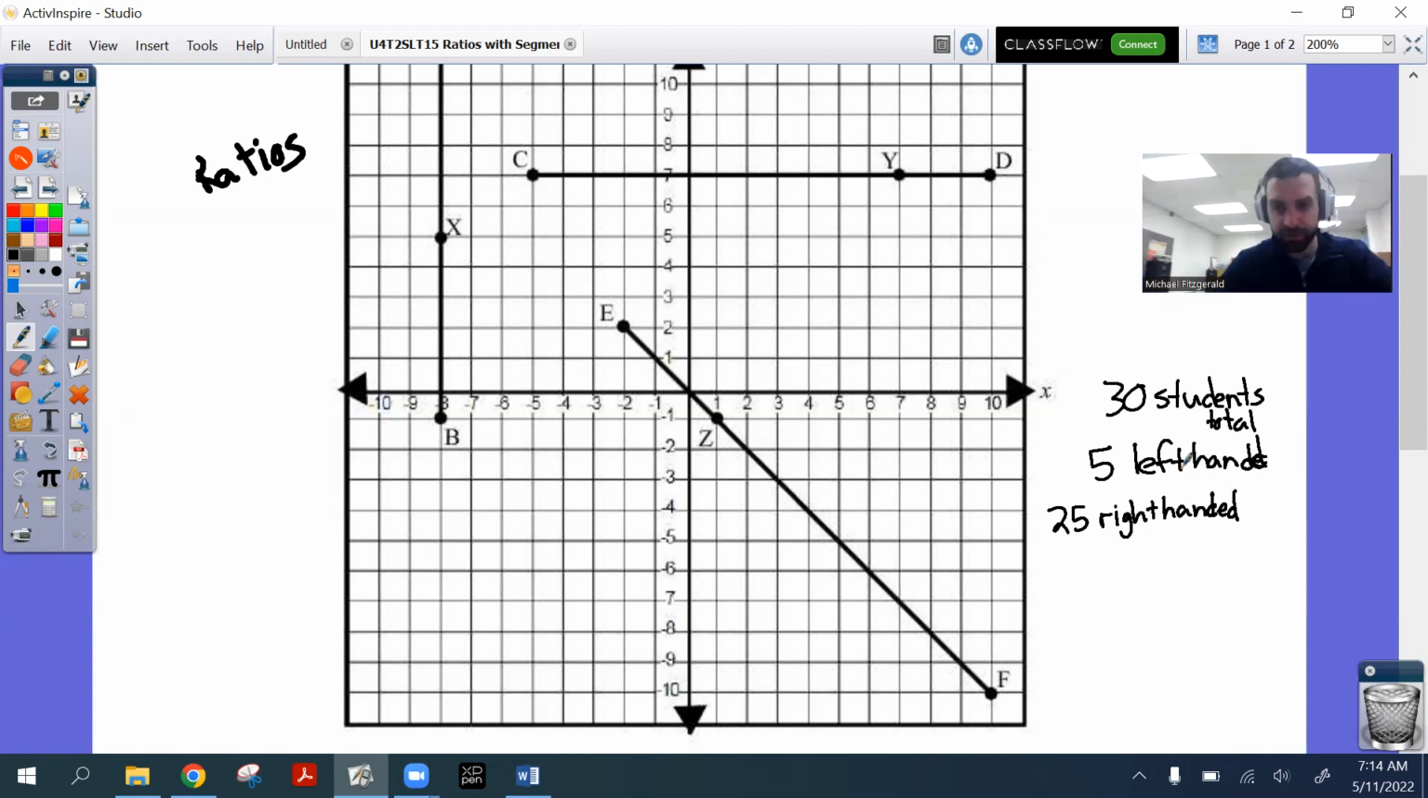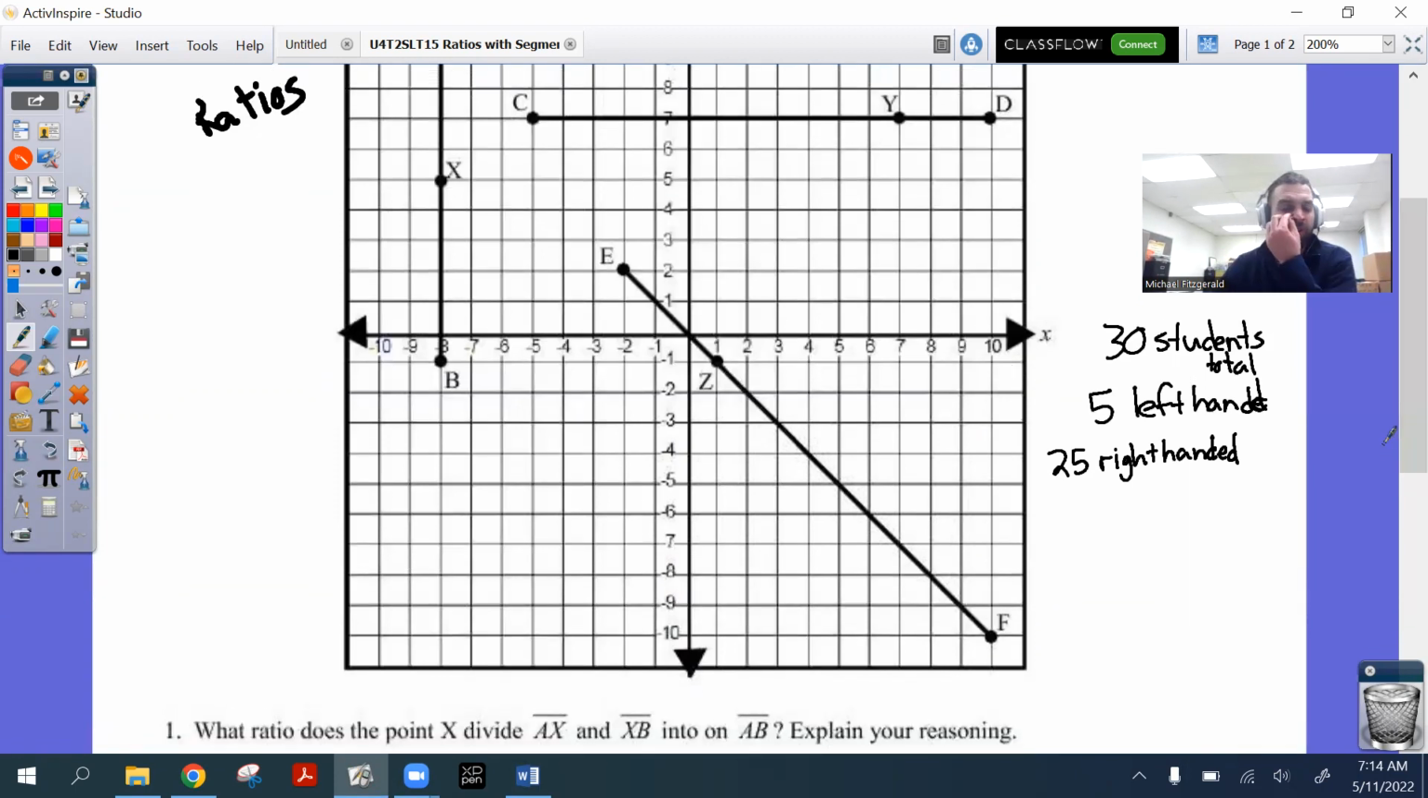Please pardon my sniffles. What we would say is, well, if we want to say what fraction of the class is left-handed, we would say 5 over 30, right? Which simplifies to 1 over 6. That is what we call a fraction as a part of a whole.